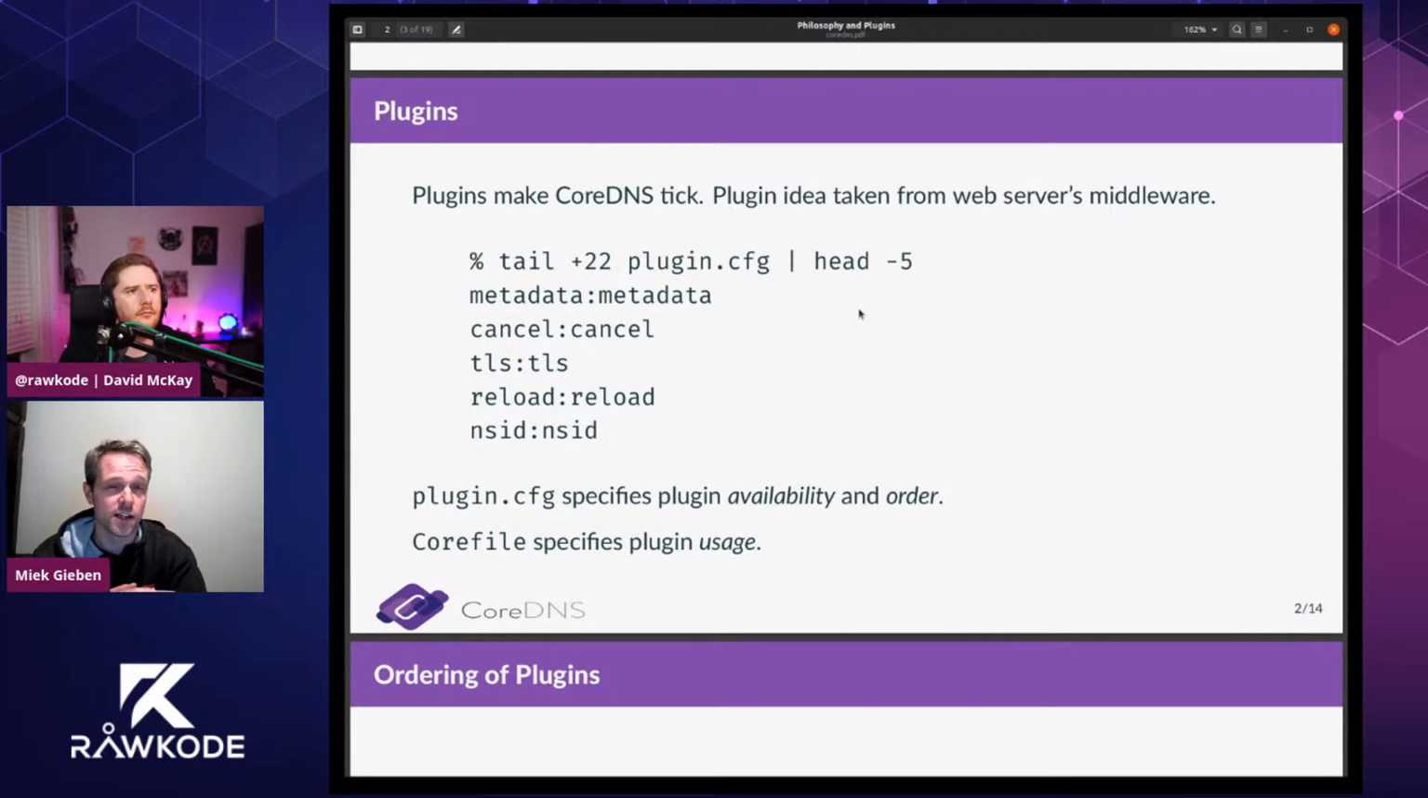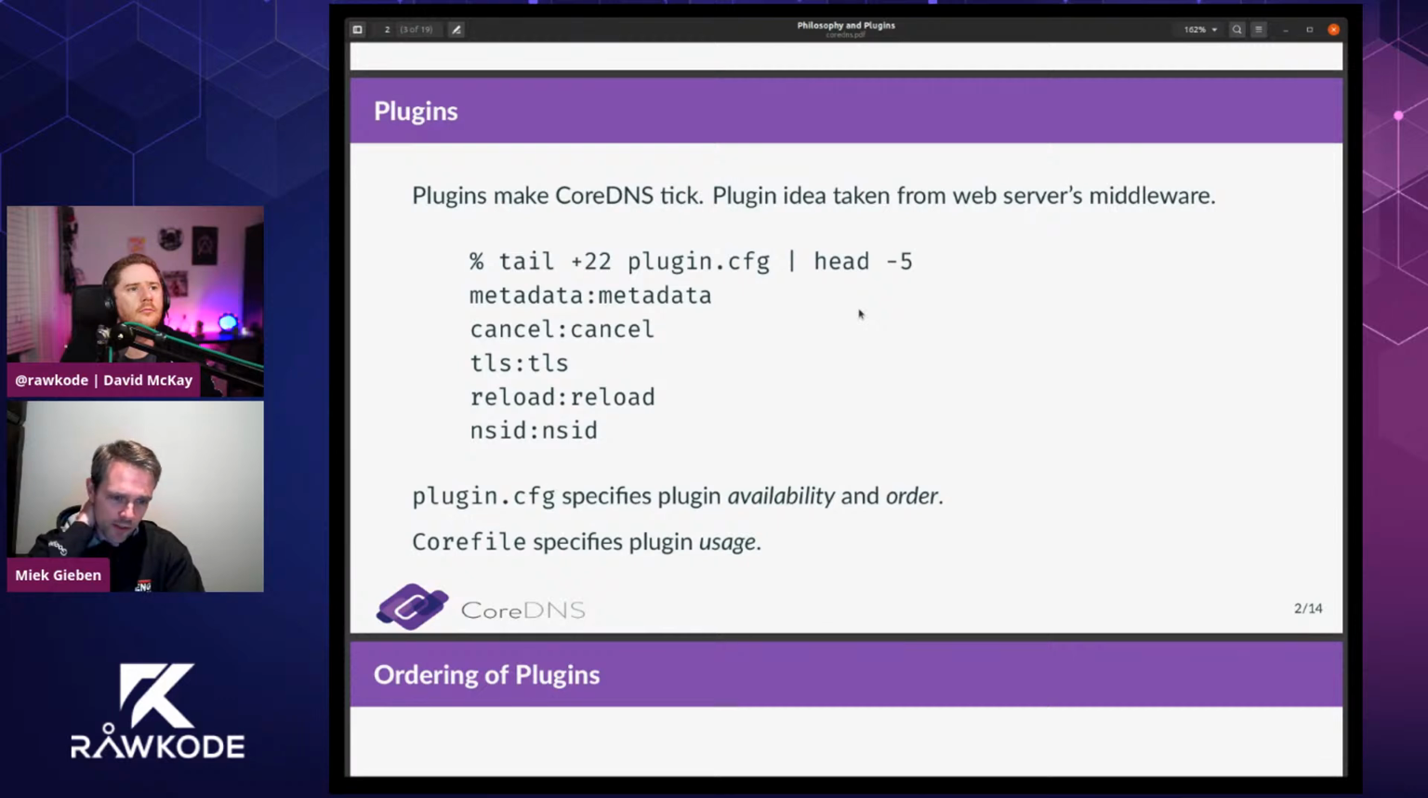NSID stands for name server ID. It's a little tag you can add to a DNS request that tells you, when you hit an Anycast server, which server actually responded to your request. So that could be useful for debugging. So there's a whole range of stuff that we have in CoreDNS.